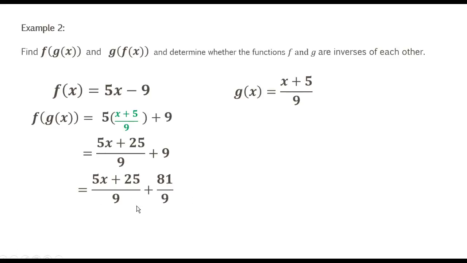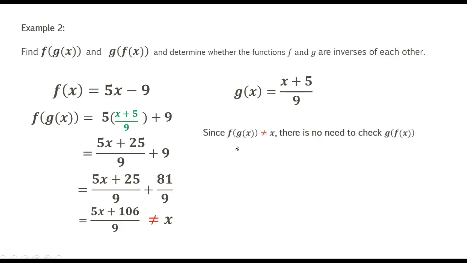Now our denominators are the same. So we combine our numerators. We get 5x plus 106 over 9. Now, there's nothing I can do to this. We can't simplify this. F composed of g of x is not equal to x.